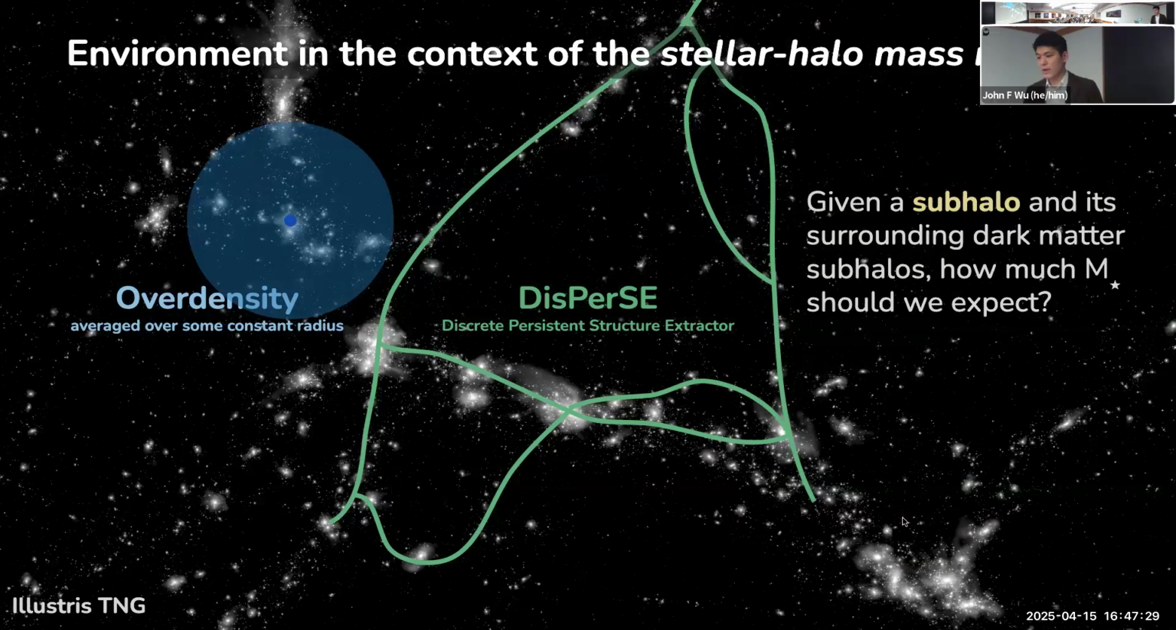Okay, and I want to pose this question specifically: what is the best way to quantify environment in light of the stellar-halo mass relation? The stellar mass and the halo mass are a way to connect the baryons and the dark matter, a way to inform us of galaxy evolution. And so if environment is informative about galaxy evolution, then dark matter environment, this large-scale environment, should help us paint the correct galaxy properties onto just the dark matter halos. So that's how we're setting up this problem.